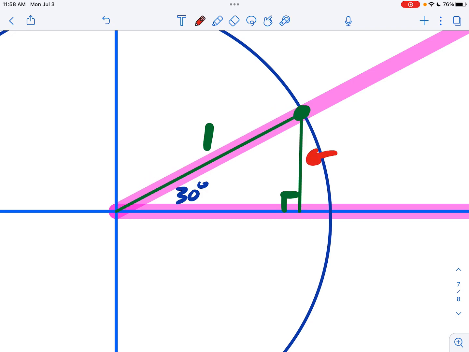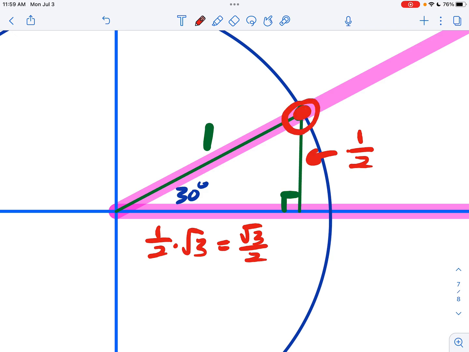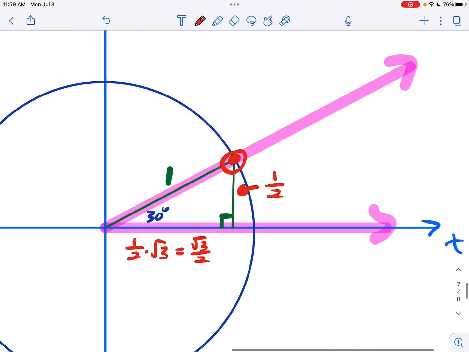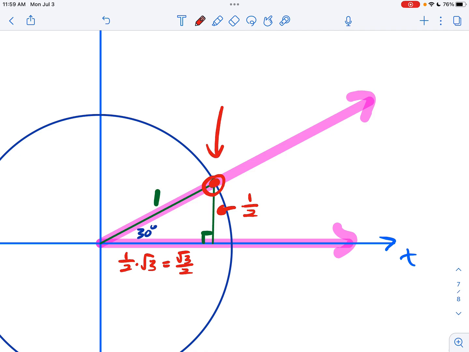So this longer leg is short leg times √3. So this is 1/2 times √3. So do we know the coordinates of that point? Yeah. Both of them will be positive. Right, we've gone √3/2 units to the right, and upward, we've gone 1/2 unit.